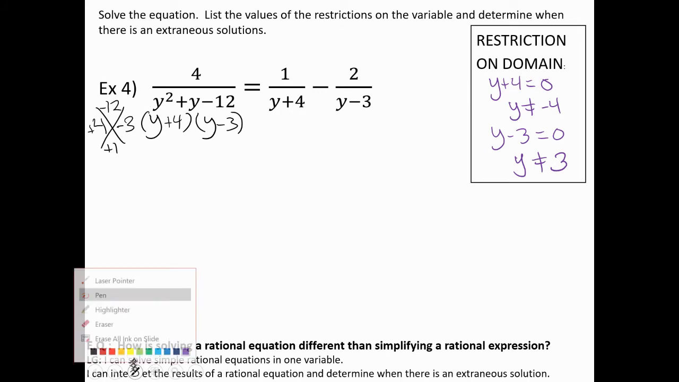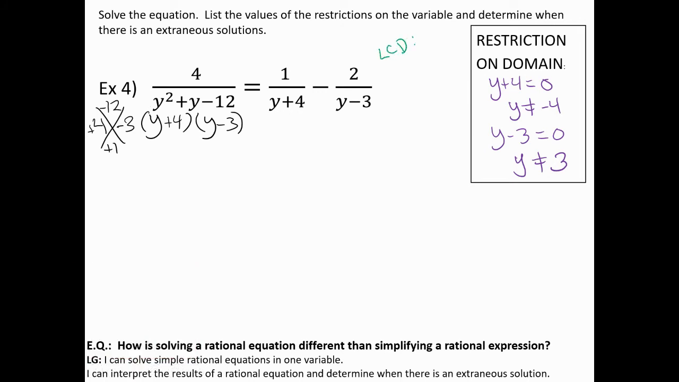All right, so now we're going to multiply everything by our LCD. Our lowest common denominator is going to be the y plus 4 and the y minus 3, because they all have that in common. All right, so technically we're multiplying everything by that. I'm going to skip that step, and I'm just going to ask, what does this thing need that is missing from the LCD? So I'm going to go ahead and write it.